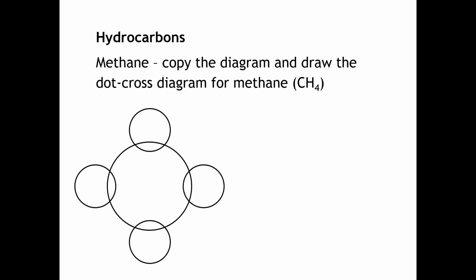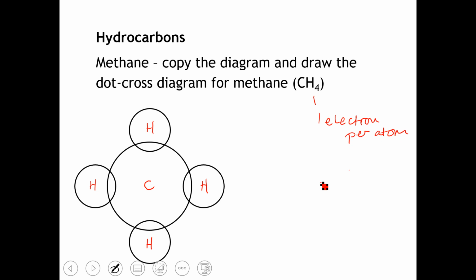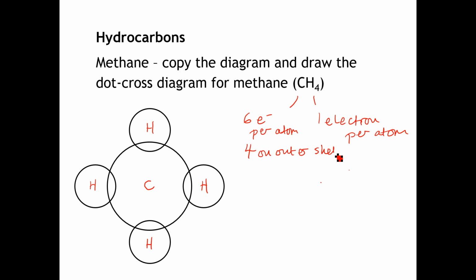Right, welcome back. Hopefully you've had a go at that in your book. If not, if you found that too difficult, here are some further clues. Okay, remember, hydrogen has got one electron per atom, and carbon has 6 electrons per atom, with 4 on the outer shell. Okay, so if you didn't quite get that right, if you didn't quite understand what you were doing, there's extra information here. So have another go and please pause the video.